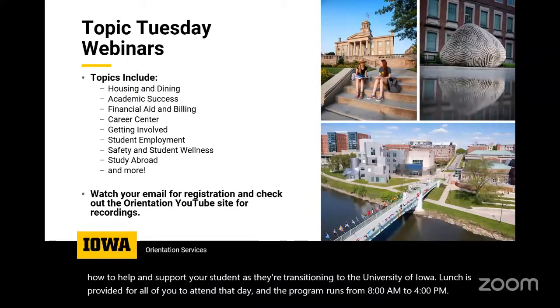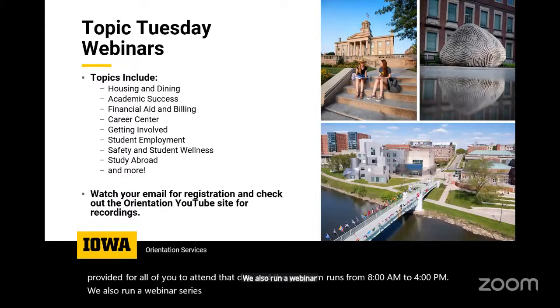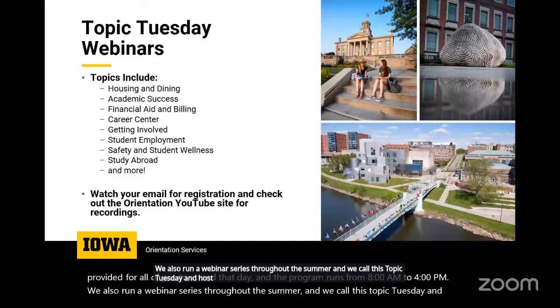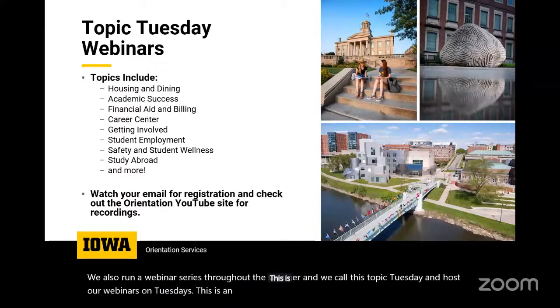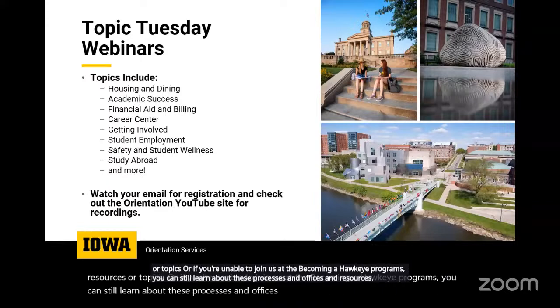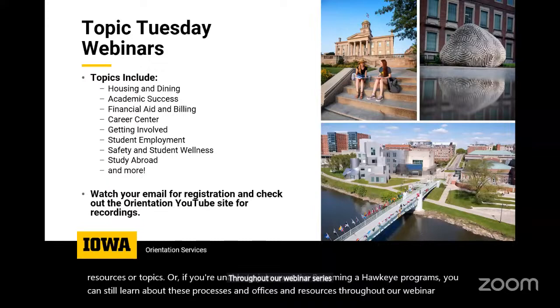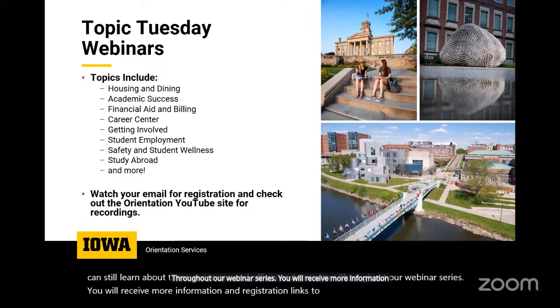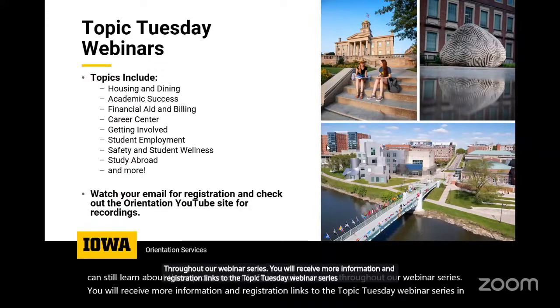We also run a webinar series throughout the summer, and we call this Topic Tuesday and host our webinars on Tuesdays. This is an opportunity for students and families to dive deeper into resources or topics, or if you're unable to join us at the Becoming a Hawkeye programs, you can still learn about these processes and offices and resources throughout our webinar series. You will receive more information and registration links to the Topic Tuesday webinar series in your email.